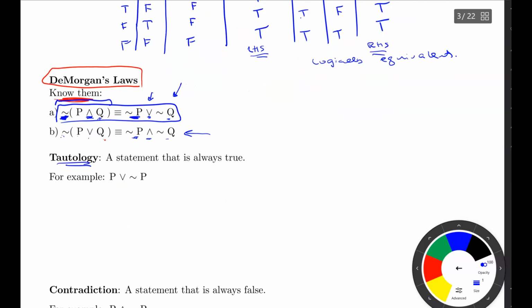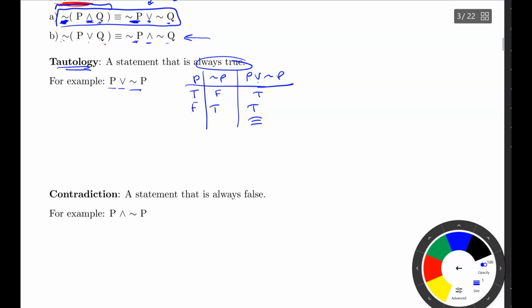More definitions. Something called a tautology is something that is always true. So, example, P or not P. The only options for P are true and false, right? Then I have not P, which is false and true. And if I have P or not P, remember, for "or", if one of them is true, I get true. True or false, that's true. False or true, that's true. So that's always true. A contradiction is something that's always false.